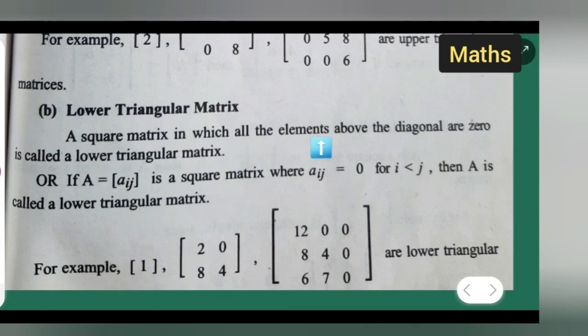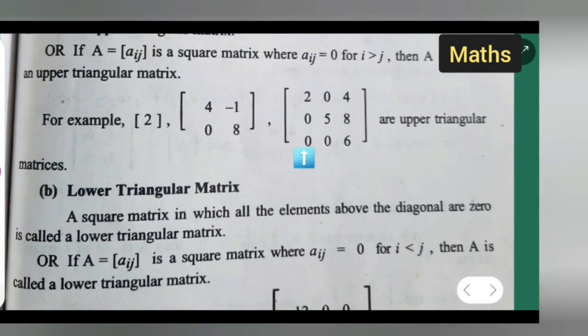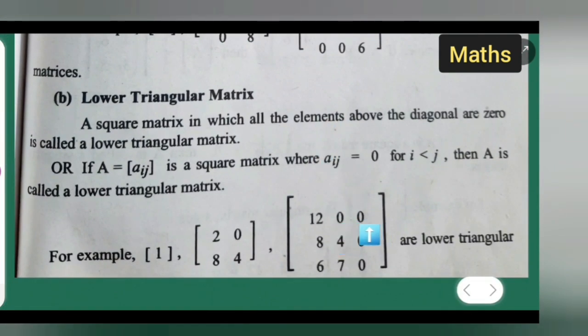A square matrix in which the elements above the diagonal are 0. Above the diagonal are 0 means, for example, this is a matrix. Here there is a diagonal, and above the diagonal the elements are 0. Elements above the diagonal are 0 over here. So these are called lower triangular matrices. Okay, this is a continuation.